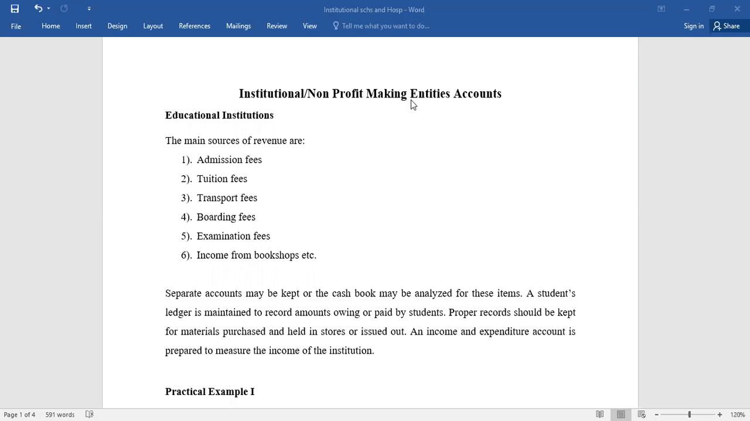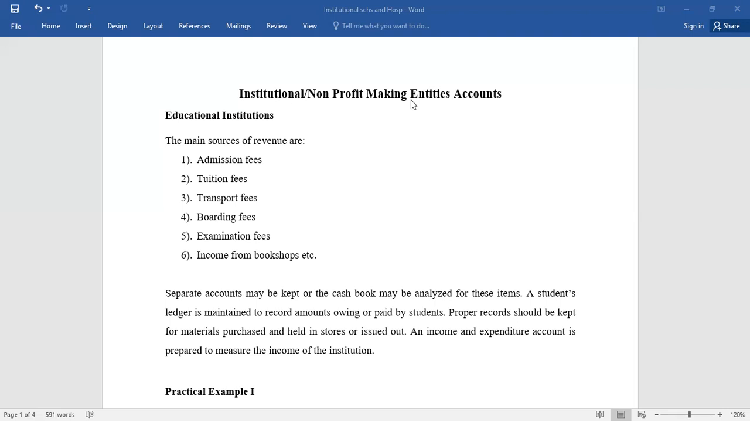Well, the main sources of revenue in an education institution are admission fee, tuition fee, transport fees, boarding fees, examination fees, income from bookshop, if there is any, among others. If the school is operating other income generating activities, like some schools that will have an in-house kiosk where students can easily go and buy bread, snacks, stationery, etc. Those are the major sources of revenue.